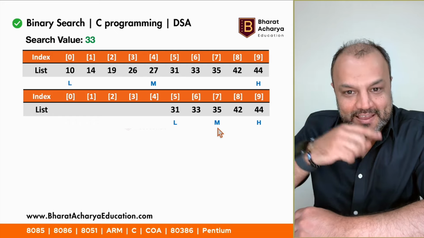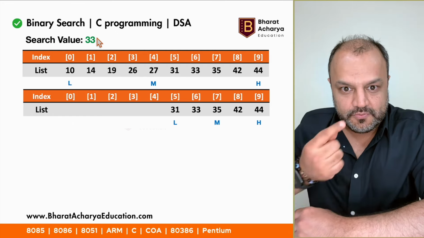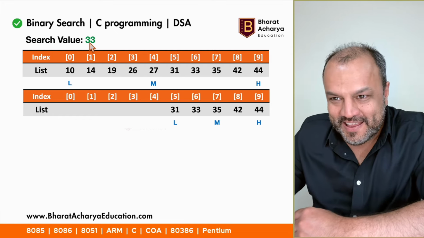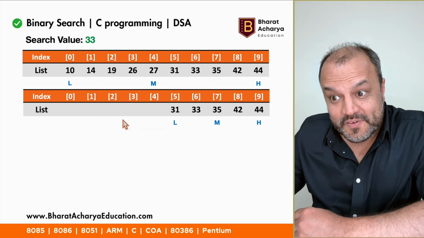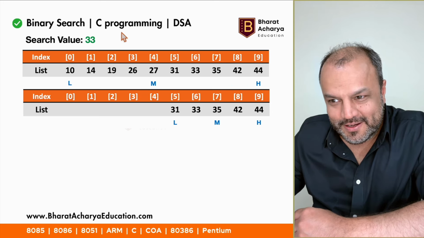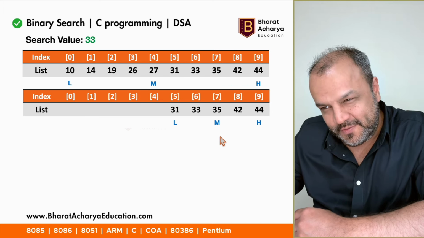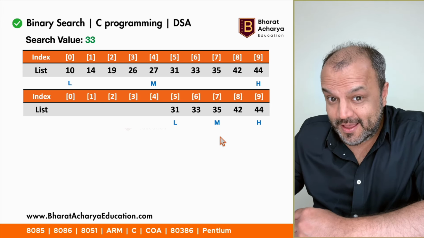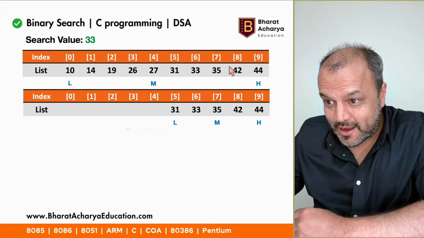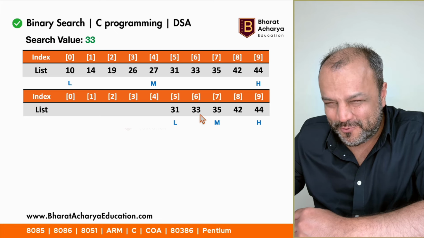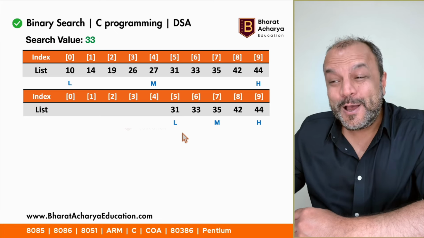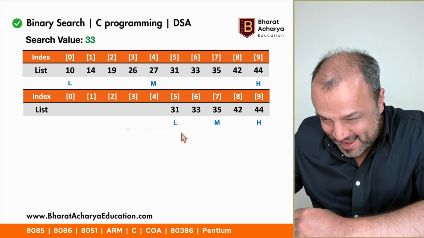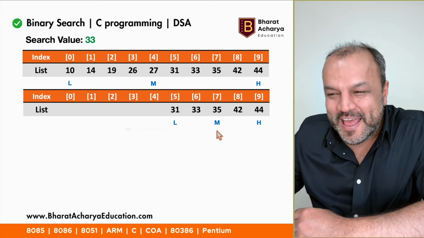Come on, next cycle, next iteration. Till now, we've done only one comparison. See, in one comparison, we've eliminated so much. Now, 33, compare with m. M is 35. So 33 is less than 35. That means now this part of the series will be eliminated and our focus will be here, which means low will remain the same. High will become m minus 1.